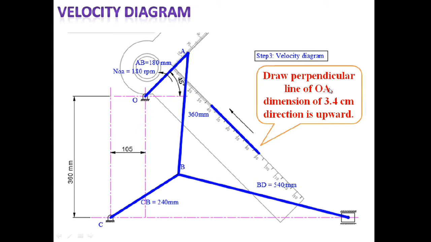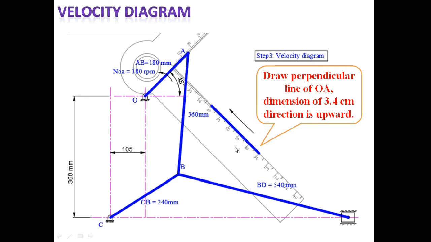So first of all, draw the perpendicular line of OA. Why? Because the velocity is perpendicular to the link. Here the rotation is given in the counterclockwise direction. So I put one scale parallel to the input link and the perpendicular scale in the downward direction, but the arrow is in the upward direction. Why? Because of the counterclockwise direction.